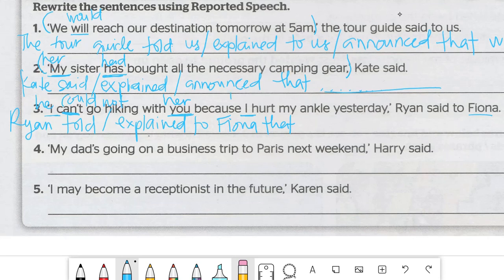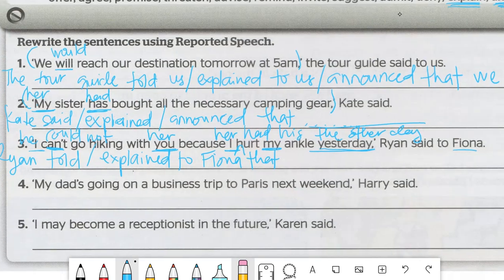Because he had heard, okay, tukar kepada past perfect, had heard. My, siapa? Ryan. So my ankle, Ryan punya ankle. So it's possession, kepunyaan. So his ankle. Yesterday, we change to the other day. Just like this one, the sample here.